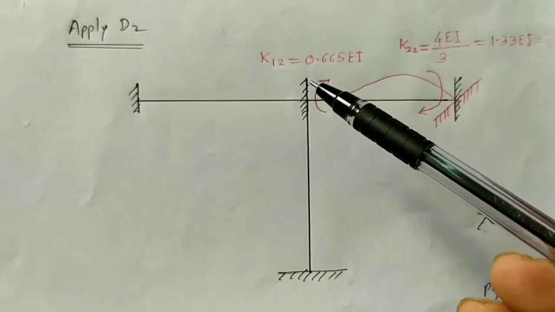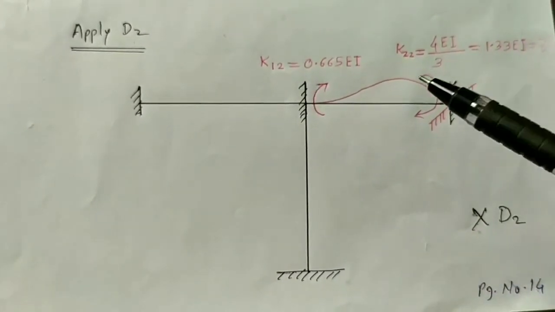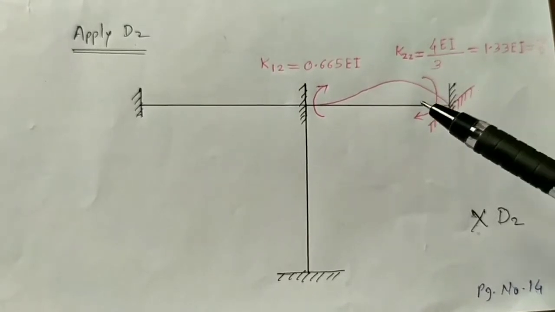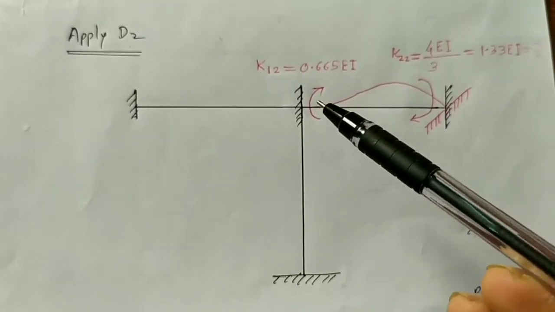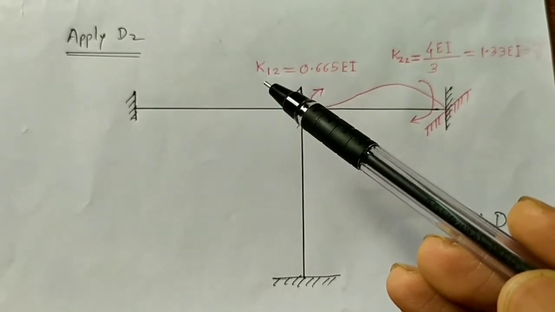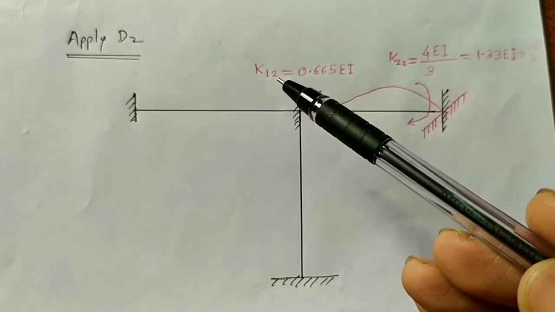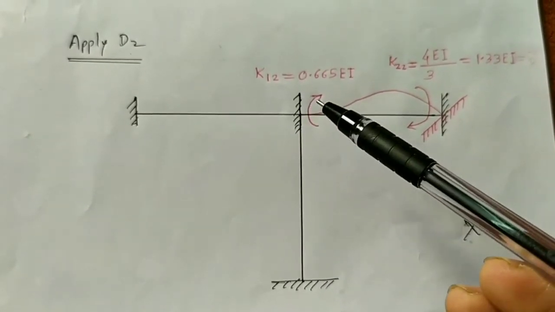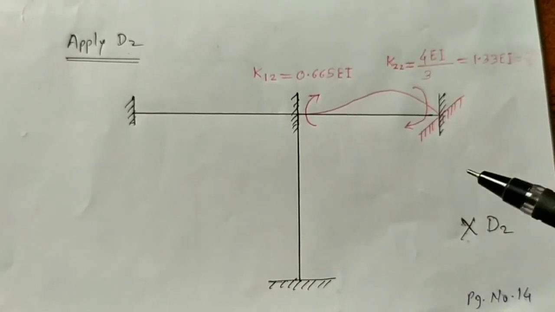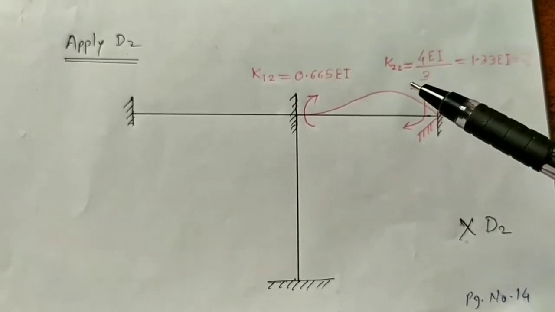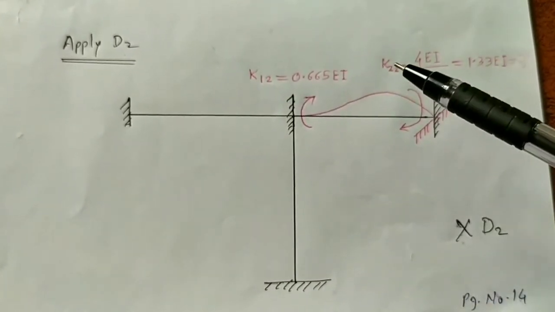This is the first position. That's why first, and this is second position. That's why the first alphabet will be 2. Remember, the first alphabet represents the position, and the second alphabet represents the cause. So this diagram is drawn because of application of D2. That's why the second alphabet always for this diagram will be 2.